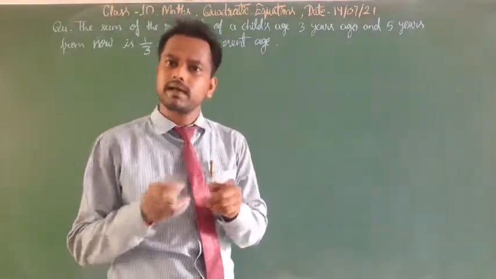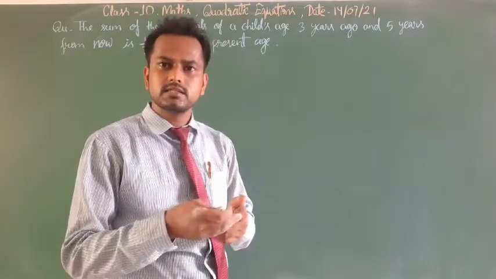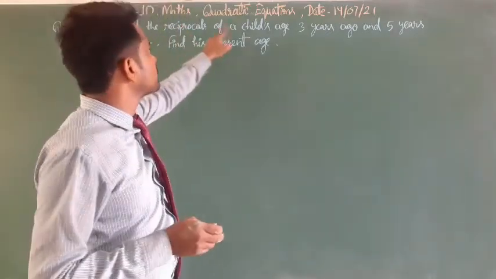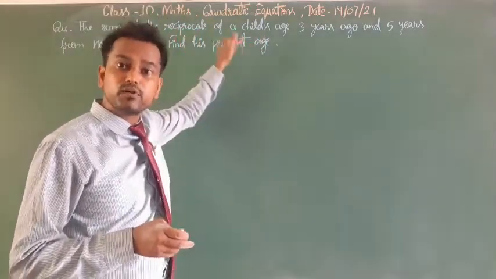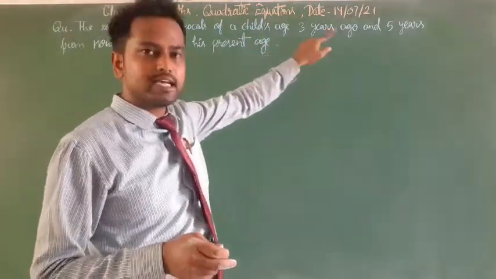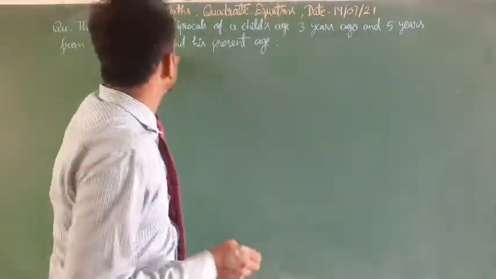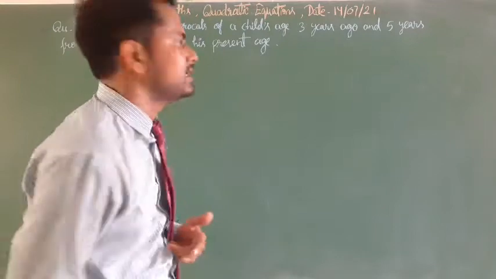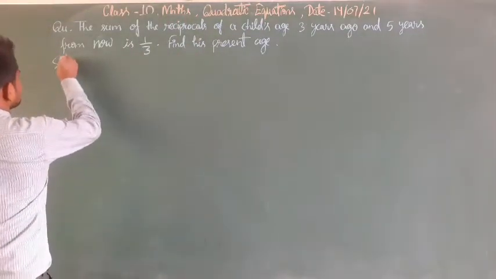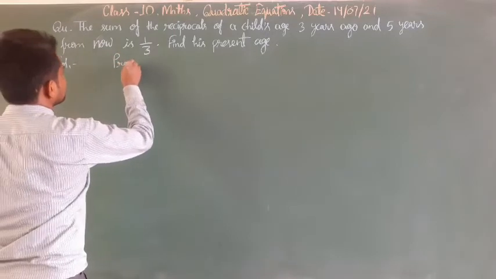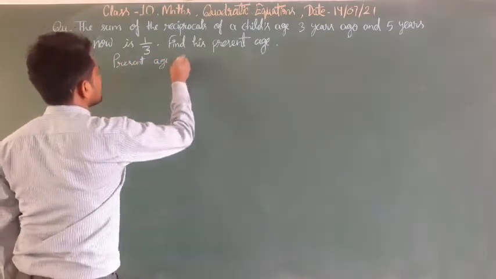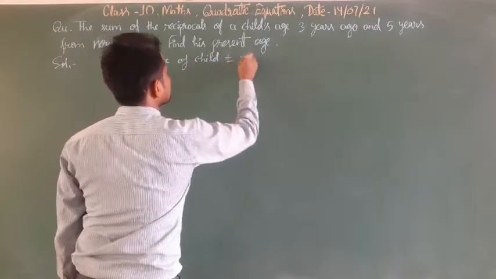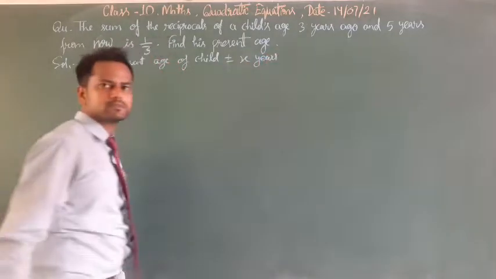That is x minus 3. And after 5 years, that is x plus 5 years. Got it? Now the sum of the reciprocals of the child's age 3 years ago and 5 years after is 1 by 3. So first you have to take the present age of the child. So let the present age of the child be equal to x years. Got it?